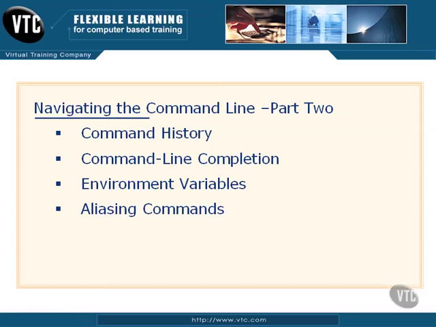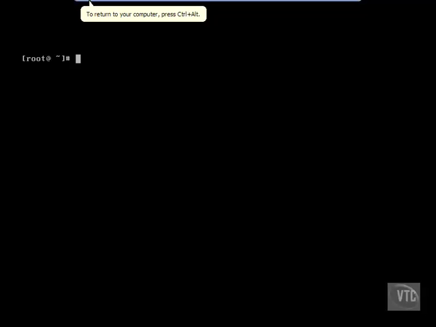In our second part of the Navigating the Command Line session, we're going to look at a few things that I think will help you navigate the command line and make it easier for you to get around in Unix. We'll look at command history and how that can help you. We'll also look at command line completion. We'll take a look at environment variables and show you how to show those and to set them. And finally, we'll look at aliasing commands and show you how aliasing can help you provide shortcuts for longer command sequences. The first thing we'll talk about is command history.